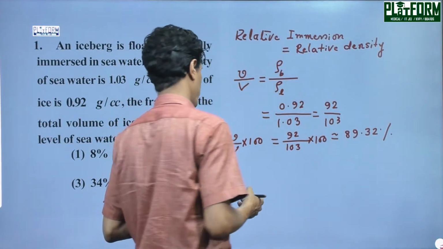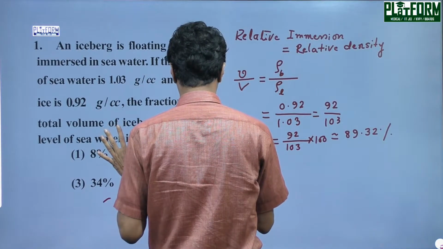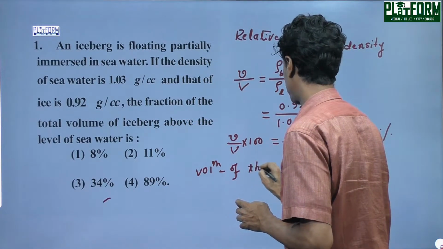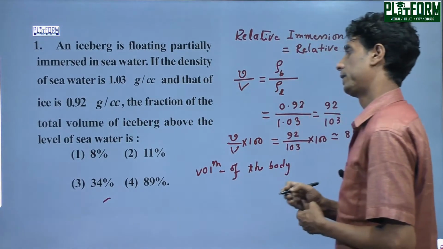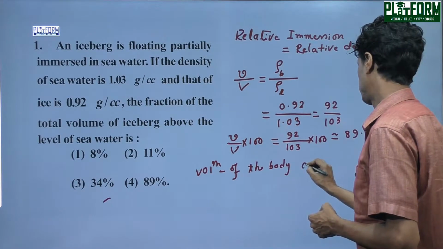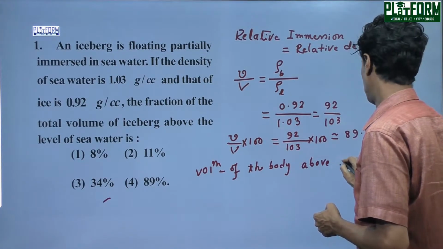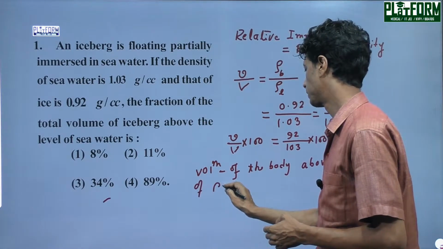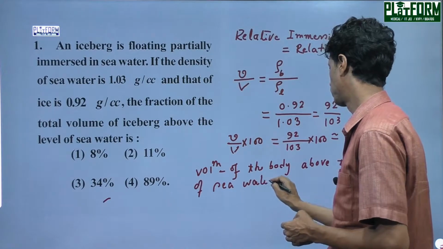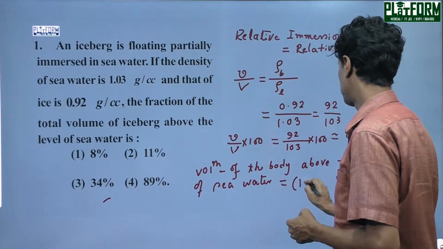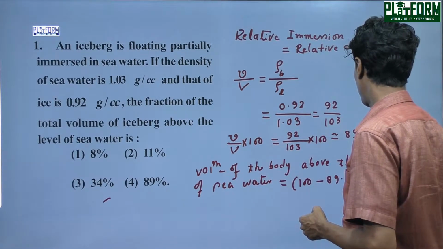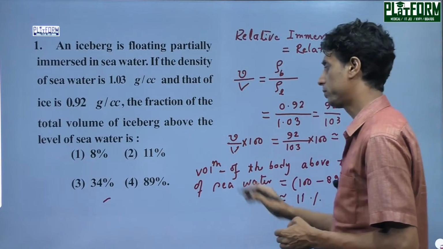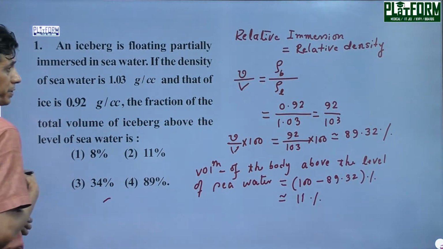So the volume of the body above the level of seawater is (100 minus 89.32%), and it is near about equal to 11%, and it is given in the problem as option number 2. So the correct option matches with 2.